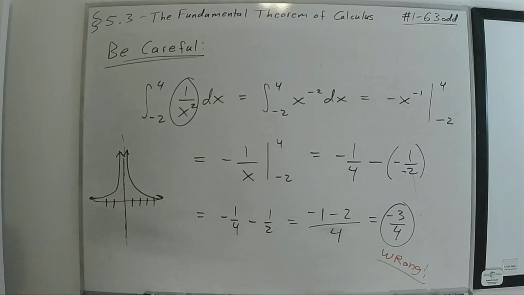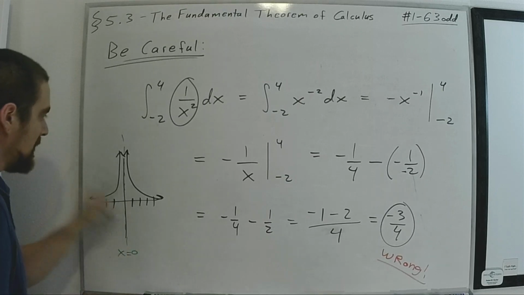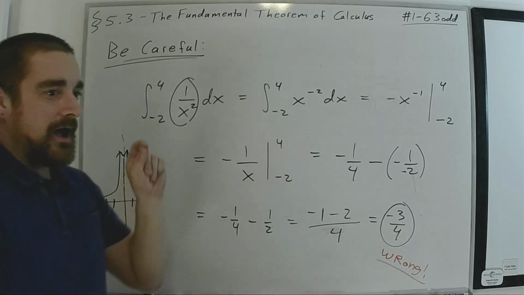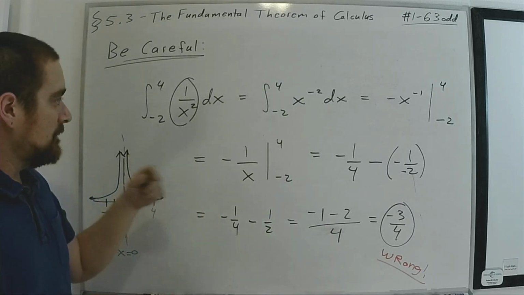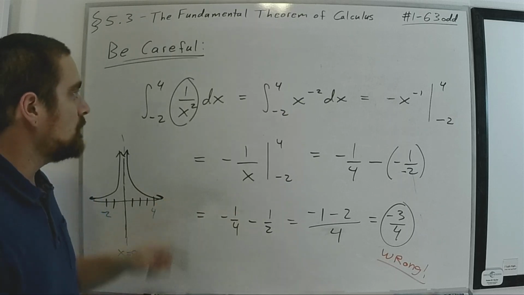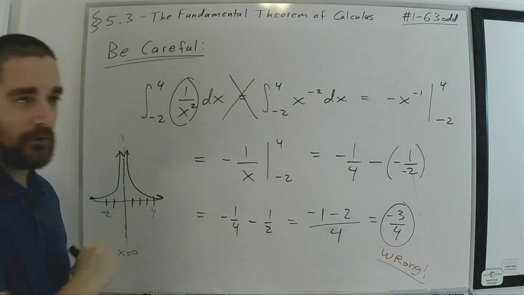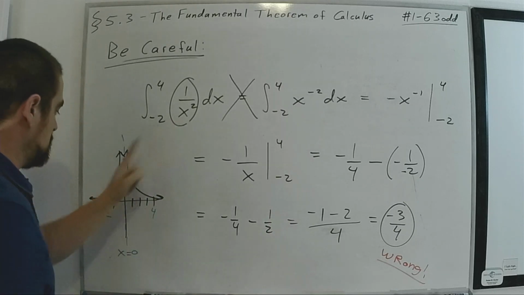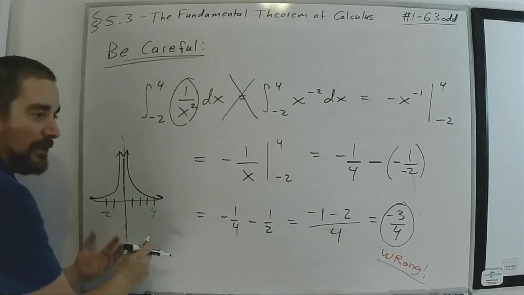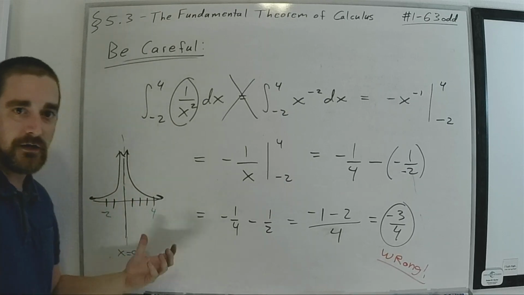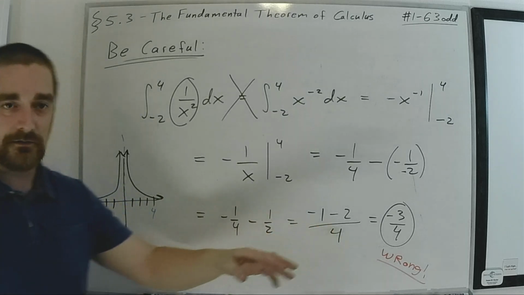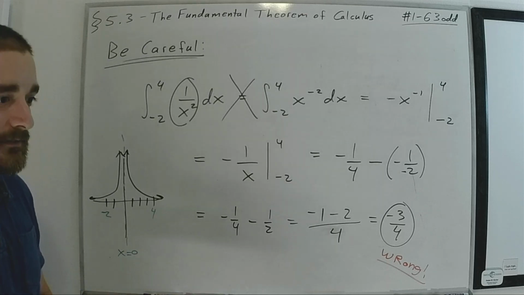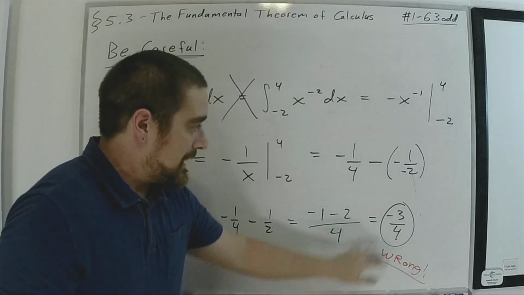So the problem is, since I have this asymptote, I do not have a continuous function from negative 2 to positive 4. I don't even meet the very first criteria of the fundamental theorem of calculus. So I can't apply the fundamental theorem of calculus. It makes no sense. The fundamental theorem of calculus says this has to be continuous on a to b. Well, I've already failed that. If I fail the very first criteria, then I do not pass go, I do not collect $200, I don't get to continue. The theorem does not apply. So I cannot apply it.